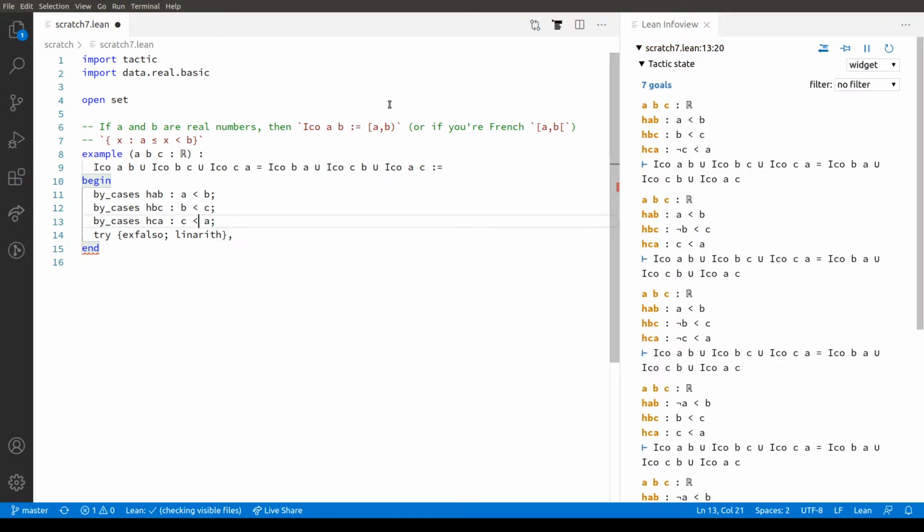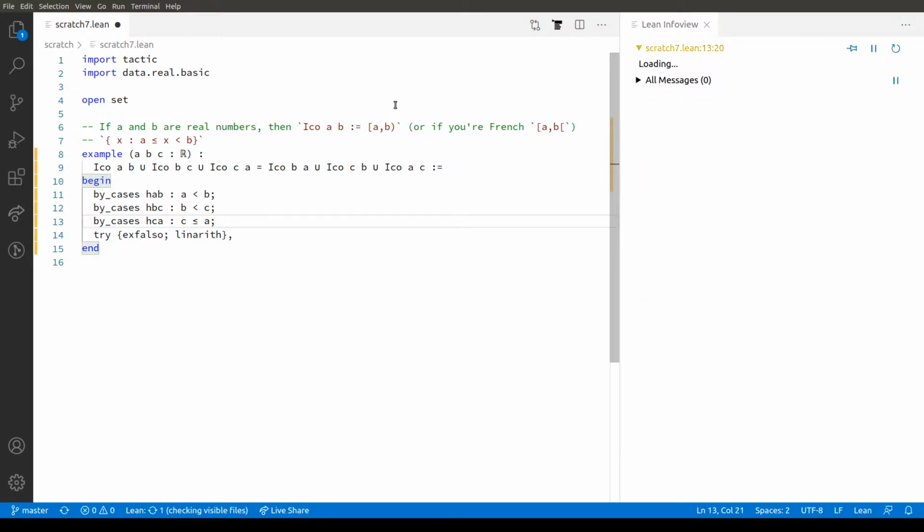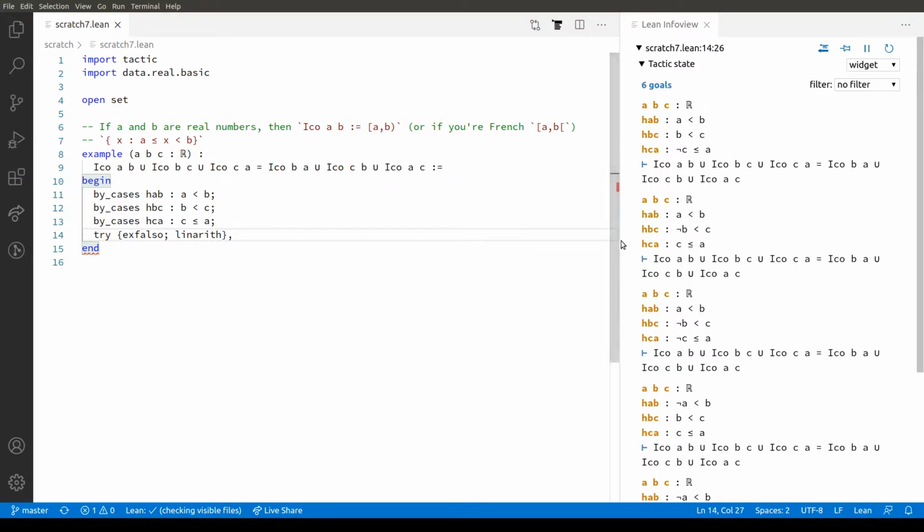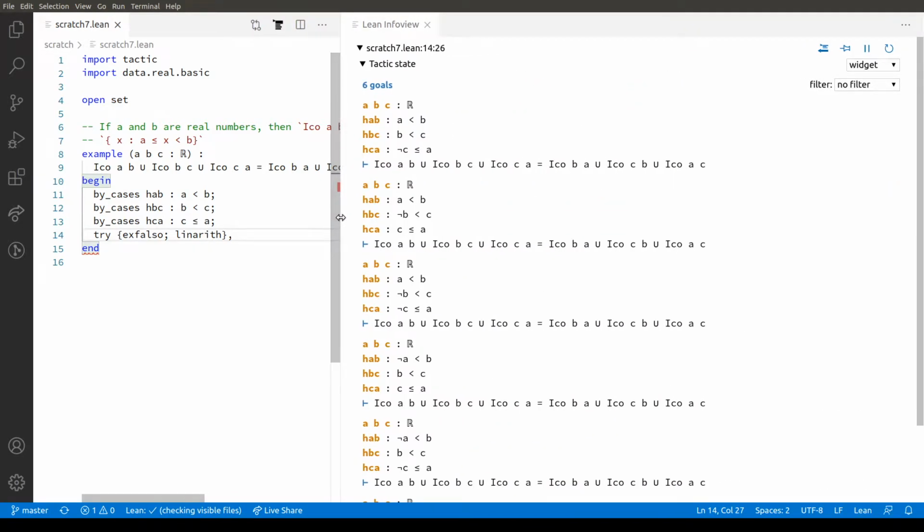We should do less than or equals on one of these, right? We should do less than there because we should make sure that when A equals B equals C, they're neither all true nor all false. So now this should have taken us down to six cases. Marvelous. Now we know the order of A, B, and C, and we've got to prove that this union of three intervals equals this union of three intervals.